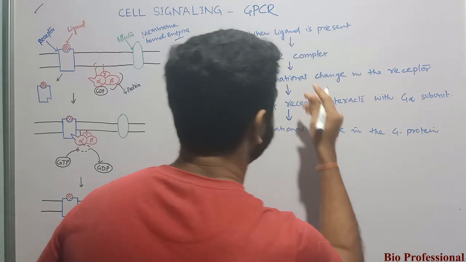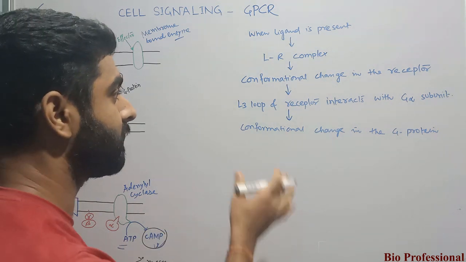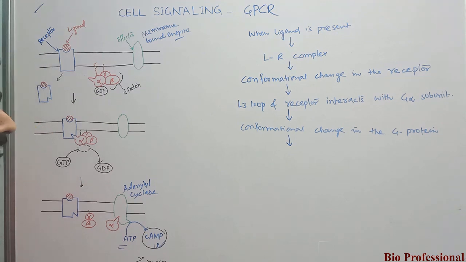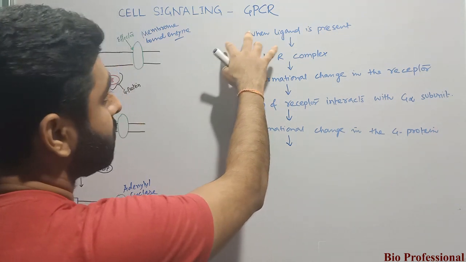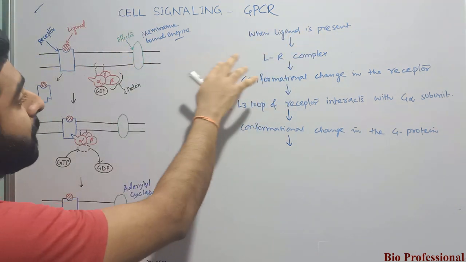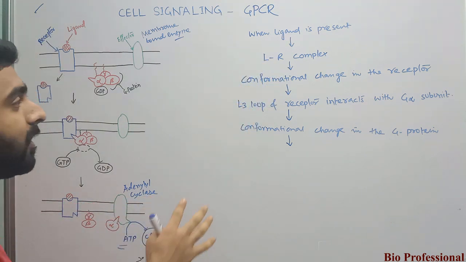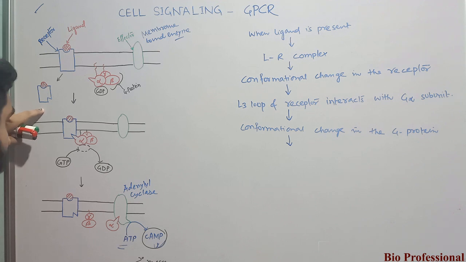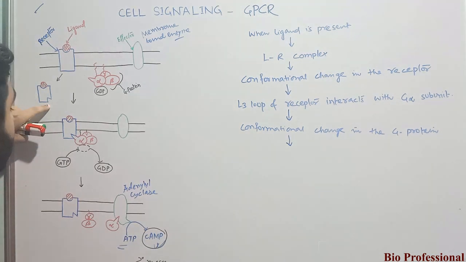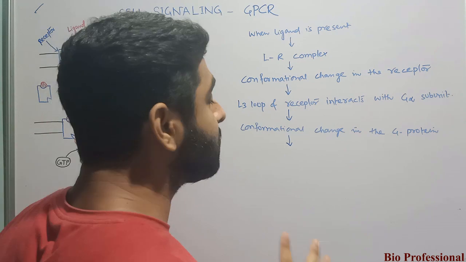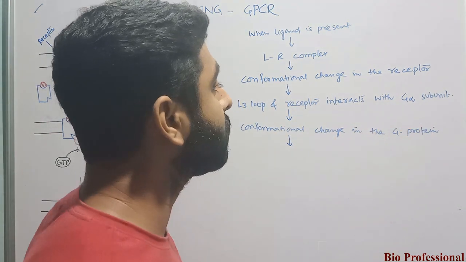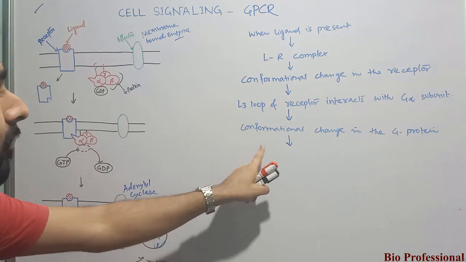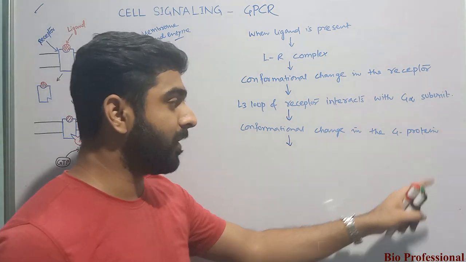These are the steps you can directly write in your notebook so that you can revise it in a very short period of time. So the first step is ligand, and then the ligand receptor complex will be formed, and after that there will be conformational change in the receptor. Here is the conformational change, you can see here, okay, and then the L3 loop of the receptor will interact with the G alpha subunit, right? This is the G alpha subunit, and after that conformational change in the G protein, right?